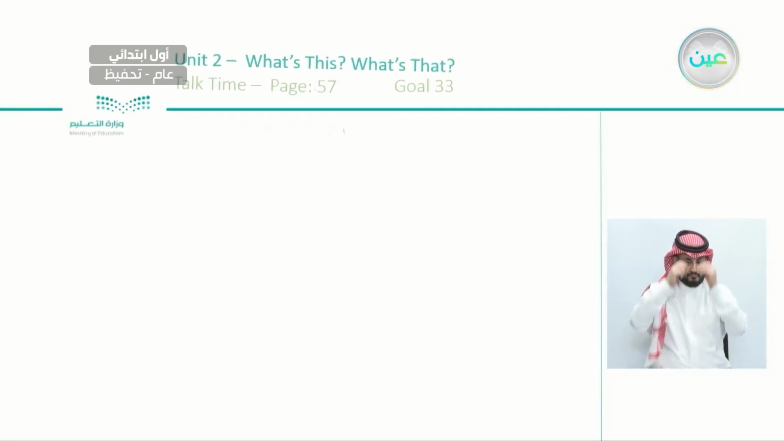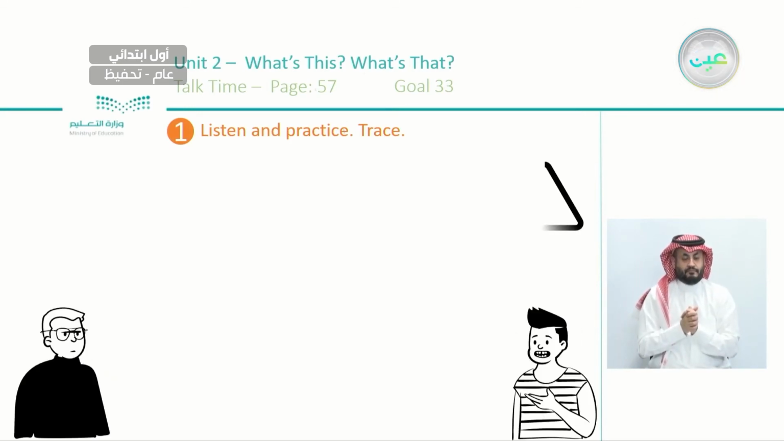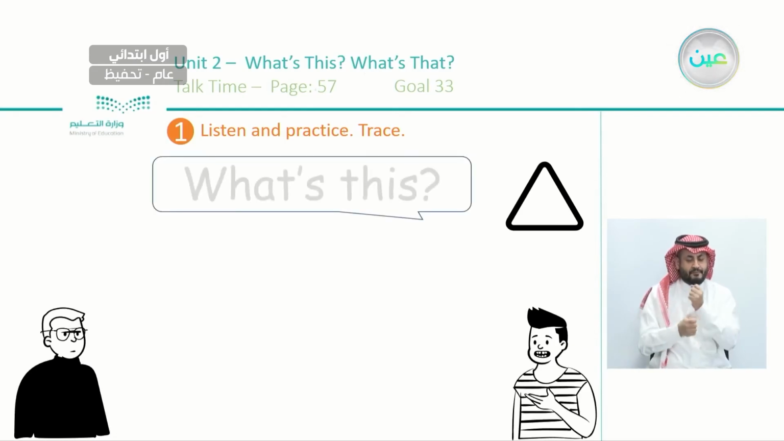Excellent. Okay. Now on page 57, question number 1, listen and practice, trace. So now we have 2 people here and we have something there. So that boy says what? What's this? Why? Because it's near to him. Okay, so he says, what's this?